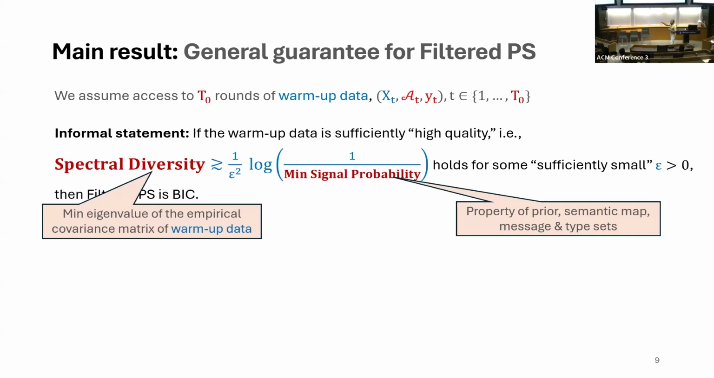The min signal property is actually a design parameter. It's a property of the mechanism that you are designing. So it depends on the prior, the semantic map, and the geometry of the problem.